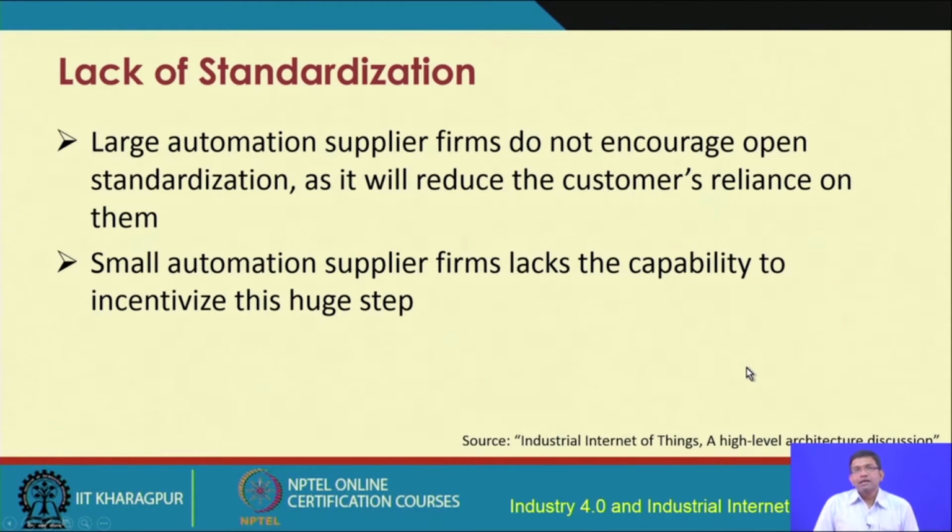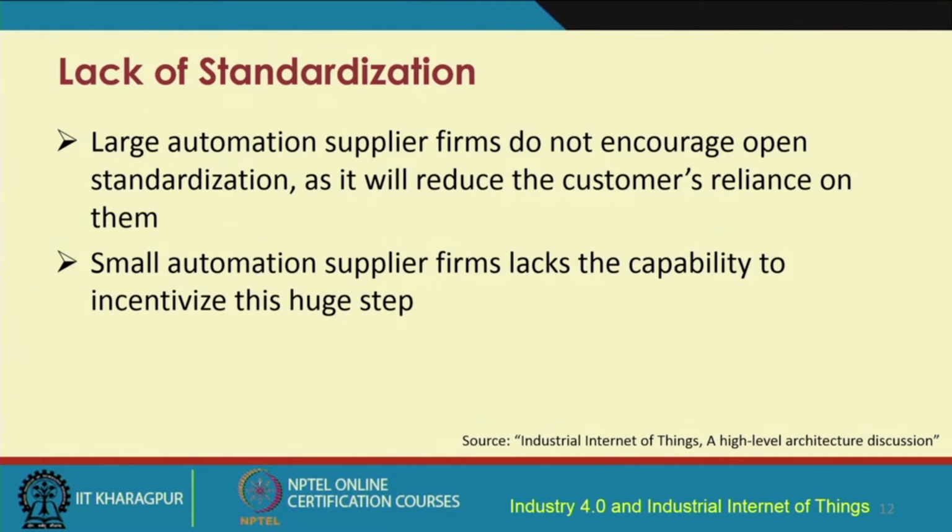There is lack of standardization, as I was telling you earlier. The large automation supplier firms do not encourage open standardization. They would encourage their own customized solutions, and that also has an edge in terms of business profits and so on. This whole issue of standardization will reduce the customer's reliance on the different equipment that is collected. Small automation supplier firms basically lack the capability to incentivize this huge step.